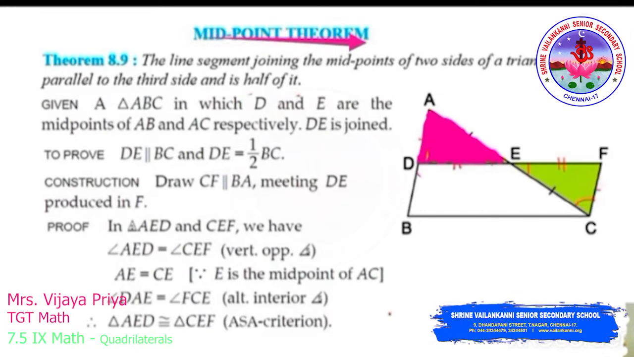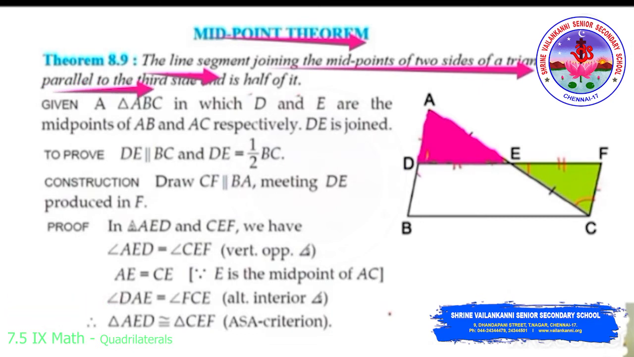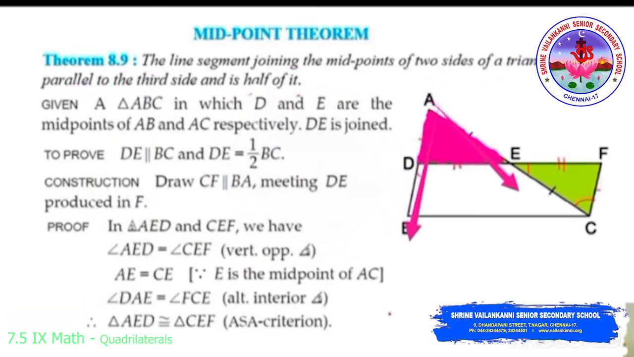This theorem states that the line segment joining the midpoints of two sides of a triangle is parallel to the third side and equal to half of it. Given a triangle ABC, where D and E are the midpoints, we want to prove that DE is parallel to BC and DE is equal to half of BC.